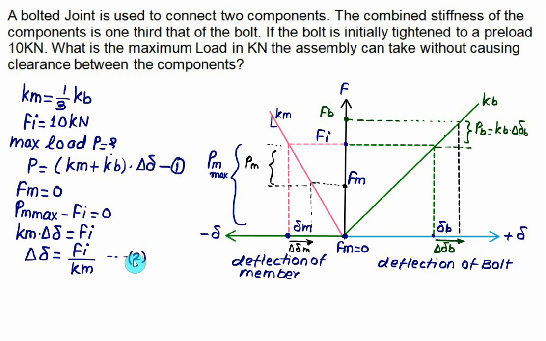And when we substitute for delta in equation 1, so from 1 and 2, maximum load P is equal to Km plus Kb multiplied by delta, which is initial load Fi, that is a preload, divided by Km. Now we have to solve this equation.